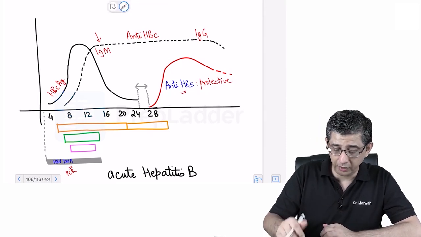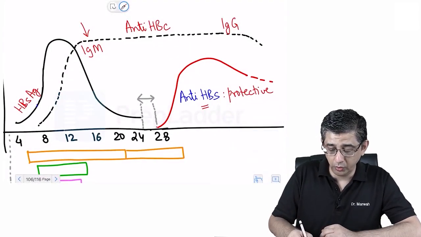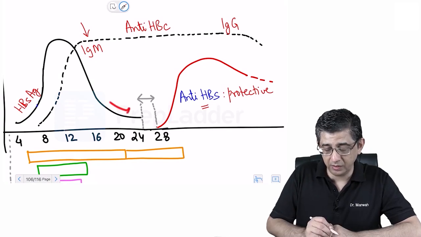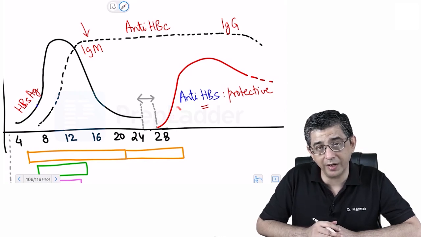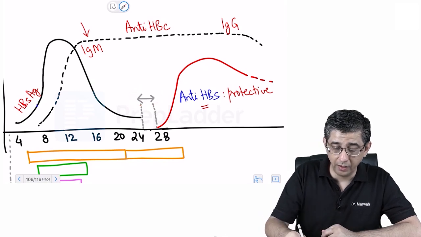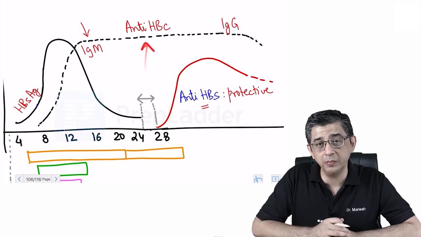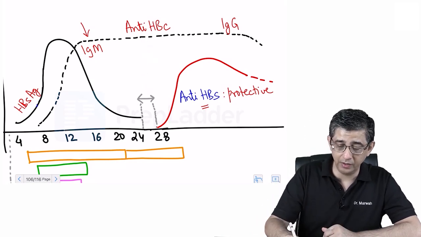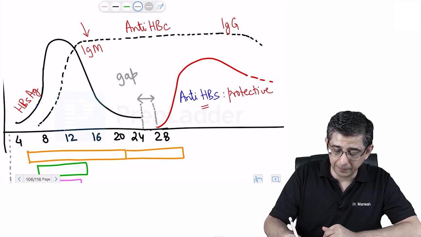I would now like to point out this particular area, which I have zoomed in for your convenience, where you can notice that surface antigen is on the verge of disappearing and the protective antibody titers are definitely rising. So there is some period in between, at this particular junction, when you have only one thing present in the blood, that is the IgM class of antibody to the core antigen. This that I am currently marking before you is called the gap period.